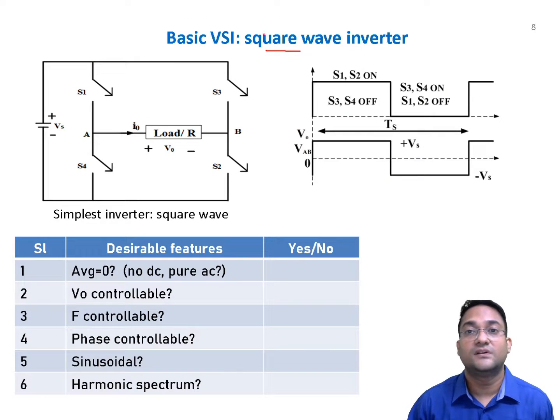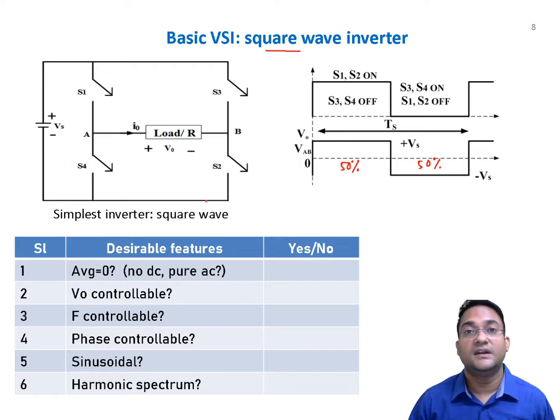Now why is it called the square wave switching scheme? Because your output voltage waveform looks like a pure square wave. So what we are doing here, for 50% of the time we are applying positive voltage, and for the remaining time, which is again 50%, we are applying a negative voltage.